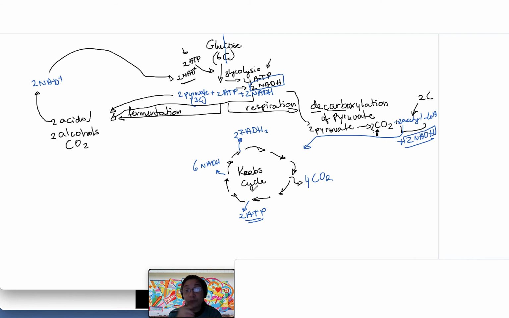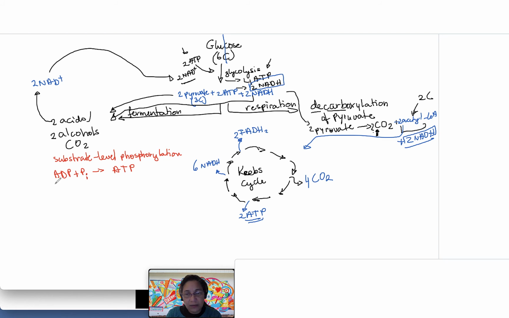Okay, I have to throw a little more terminology at you. The mechanism that we use to make ATP in glycolysis and in the Krebs cycle is called substrate-level phosphorylation. Phosphorylation means to add a phosphate to something. So we're taking ADP, right? And then we're adding an inorganic phosphate to it, and that results in ATP.